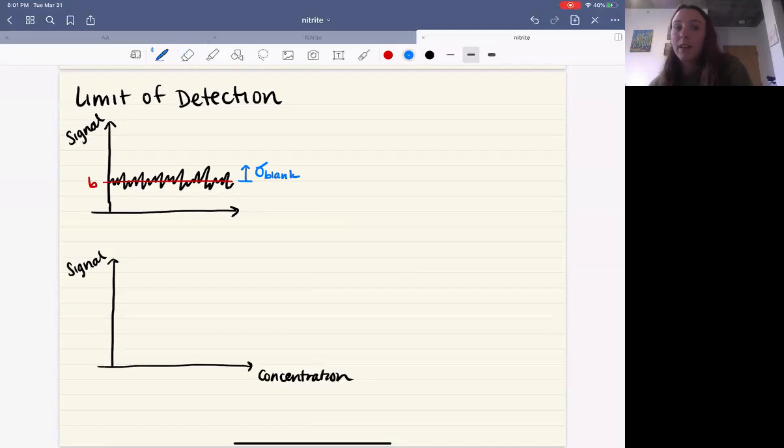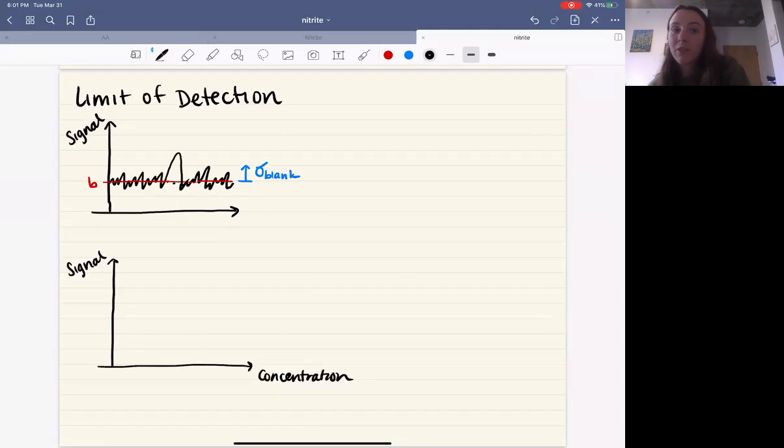Okay, now imagine then you put a very dilute sample into your instrument and you start getting a signal. So I'm going to erase right about there. And say your signal looks something like this. You start getting a little bit of a peak in there. Now, is that peak big enough in comparison to the noise for you to say that your instrument was able to detect it?